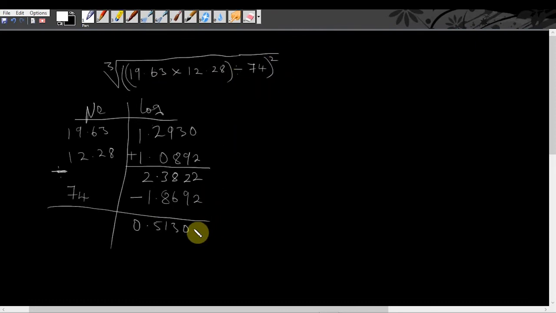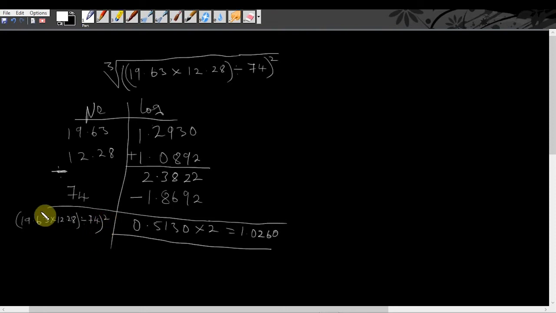What are we going to do? You will multiply the final answer by 2. Remember again, all of them is under cube root. What are you going to do? You are also going to divide this by 3. If you like, you show what you did here by writing all of them this way: 19.63 times 12.28 divided by 74, all squared. That is what you did there.